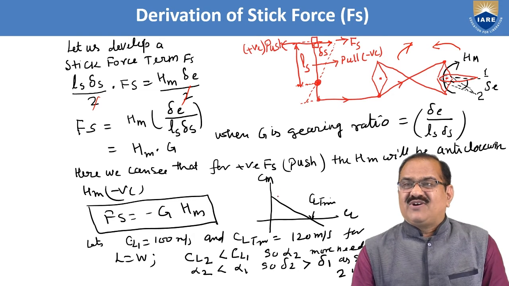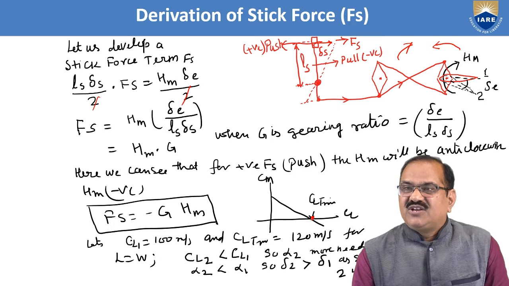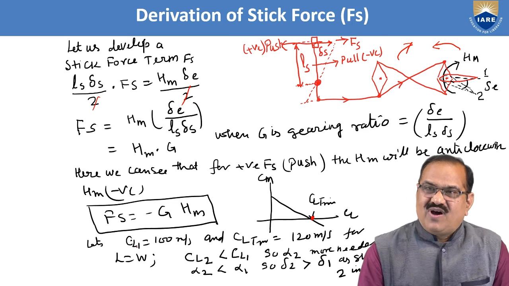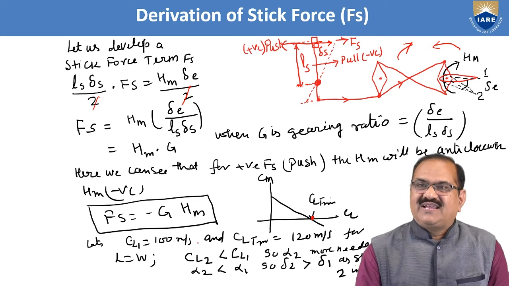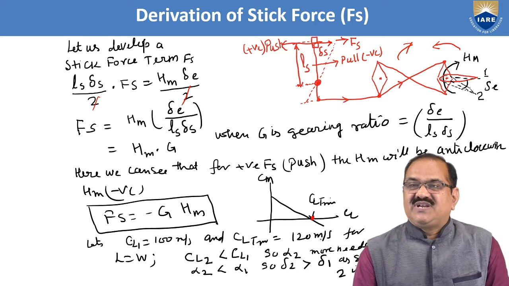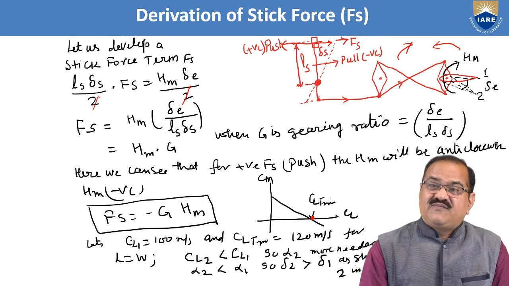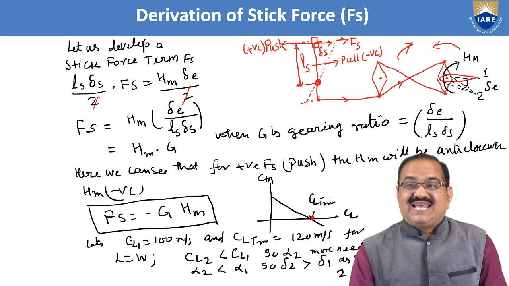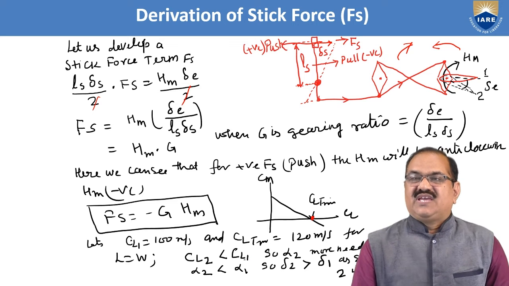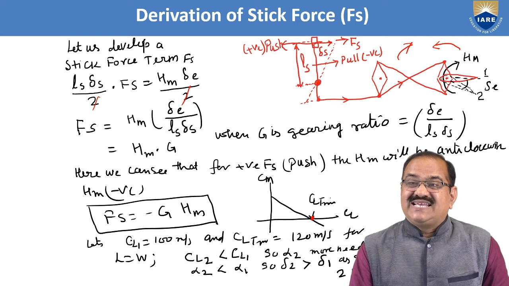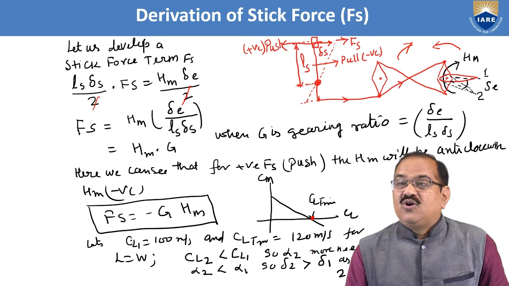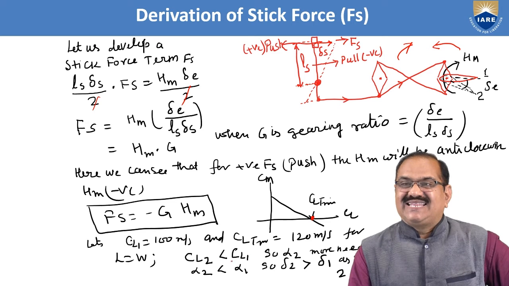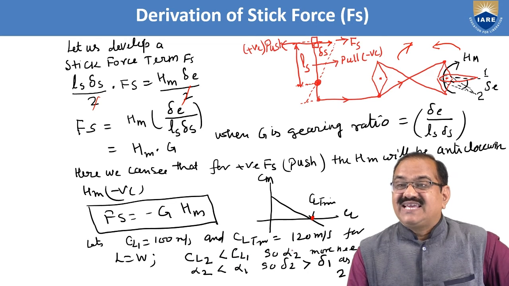So if we plot the Cm versus Cl, we can get the trim condition of Cl. Let's say at Cl1 the speed is 100 meters per second and Cl trim is at 120 meters per second. For lift equal to weight, it is a trimmed condition. If Cl2 is less than Cl1, so more alpha 2 will be needed. So if Cl2 is less than Cl1, more angle of attack is needed.